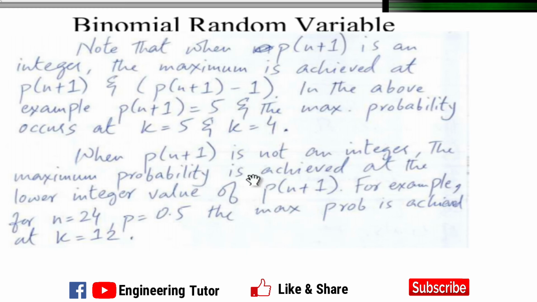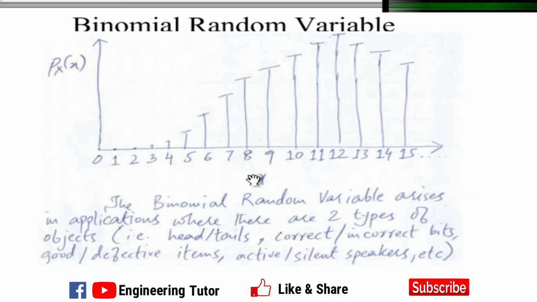So let's move on. This is a very important slide which I have explained. This is the same scenario we have discussed, and you have seen in the previous slide that the maximum value occurs at k equal to 12. You can see that here. So the maximum probability is obtained at k equal to 12. The Bernoulli random variable arises in applications where there are two types of objects.